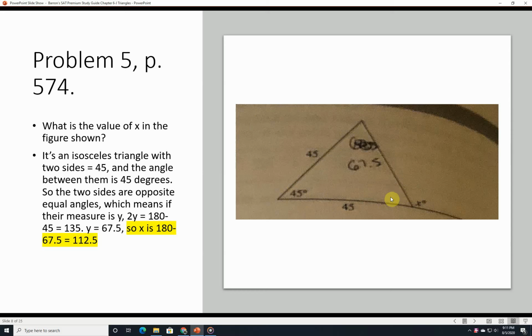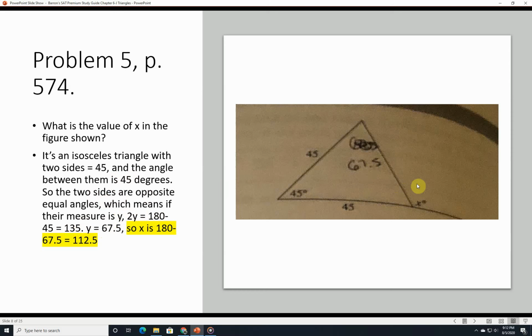So we know that this angle here is across from a 45. This one is also across from a 45. So we know this angle here, next to my little scratch out, has to be equal to this angle here. Since the two sides are opposite equal angles, if the angles measure y, 2y is equal to 180 minus 45, which is 135. Therefore, y has to be 135 over 2, which is 67.5, as I wrote here in my book.